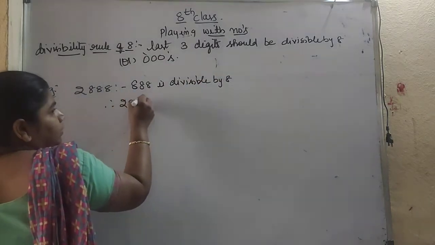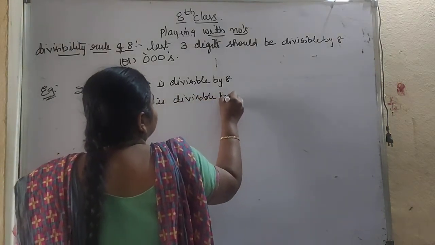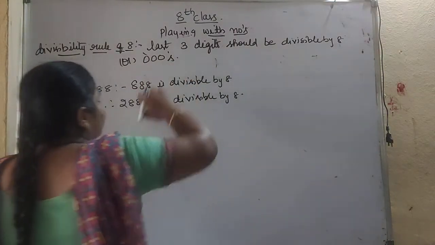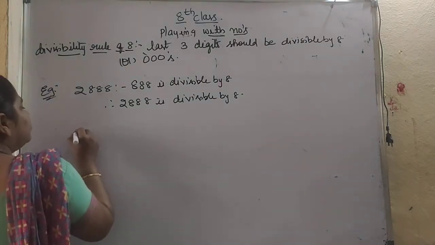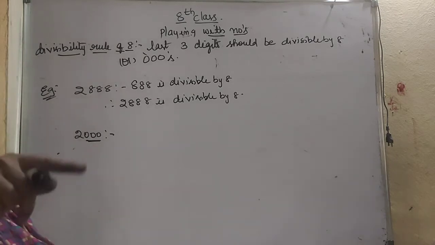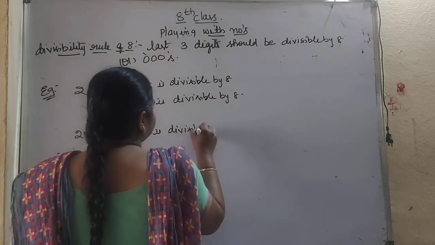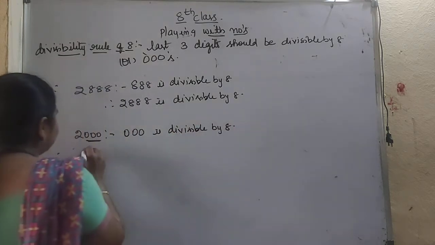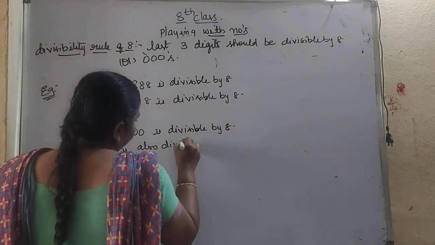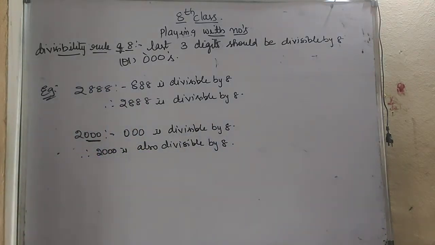Therefore, you can say 2888 is divisible by 8. Now one more example. I wrote here that the last digits can be zeros. So here I am taking 2000. What are the last 3 digits? They are zeros. So 000 is divisible by 8. So you can say that this 2000 is also divisible by 8. So this is the divisibility rule of 8.